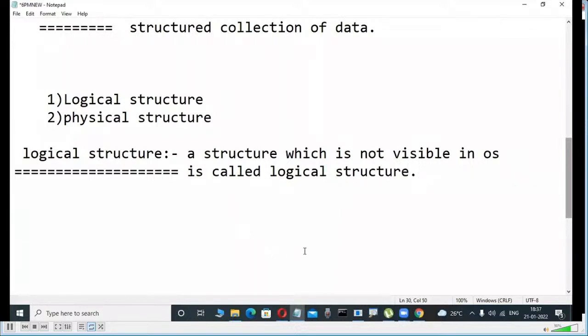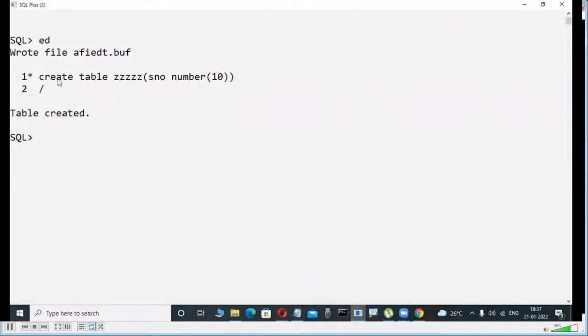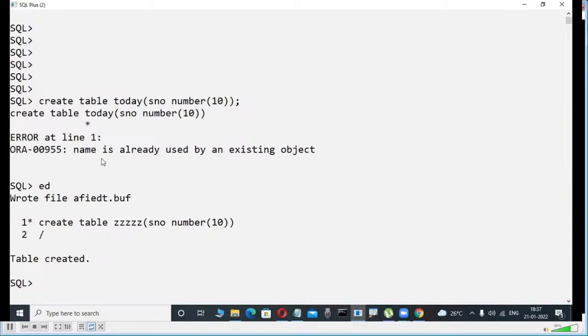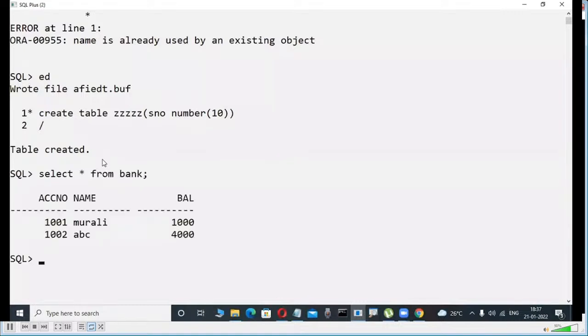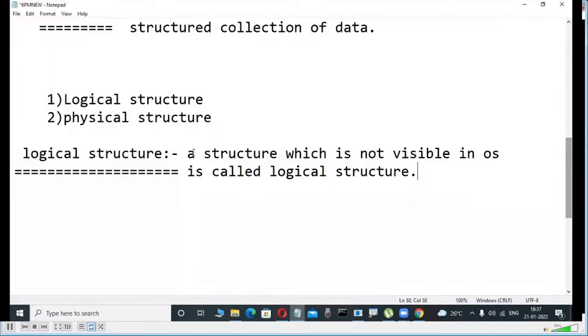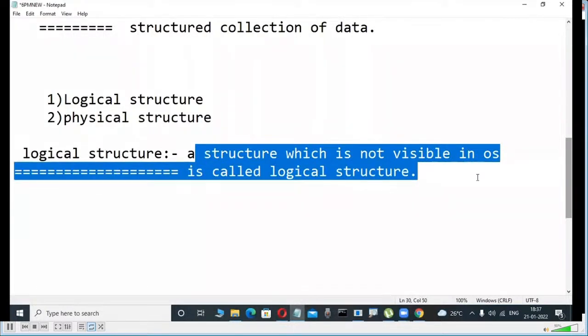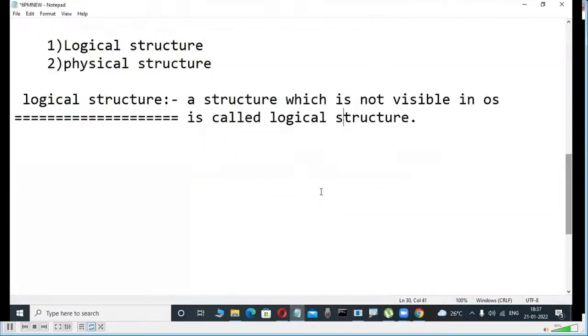That's why when you create a table, we are unable to view it in the C drive, D drive like that. But where is it visible? Yes, in the database. This is a database only, don't worry. In this database only, it is visible. Those tables are visible in the database, but not visible in your C drive, D drive like that. That's why a structure which is not visible in the operating system is called a logical structure. But in this logical structure only, developers are working.